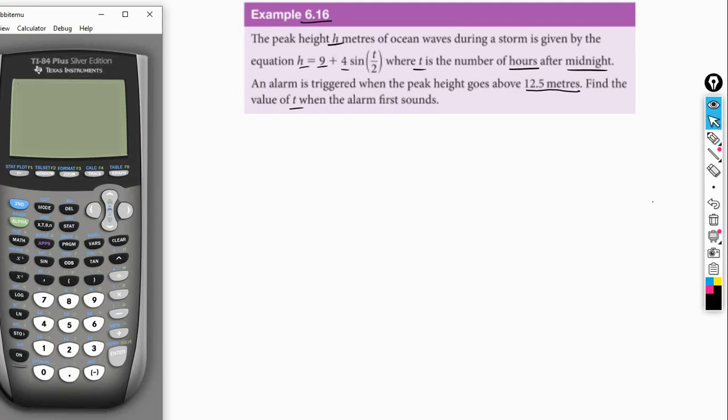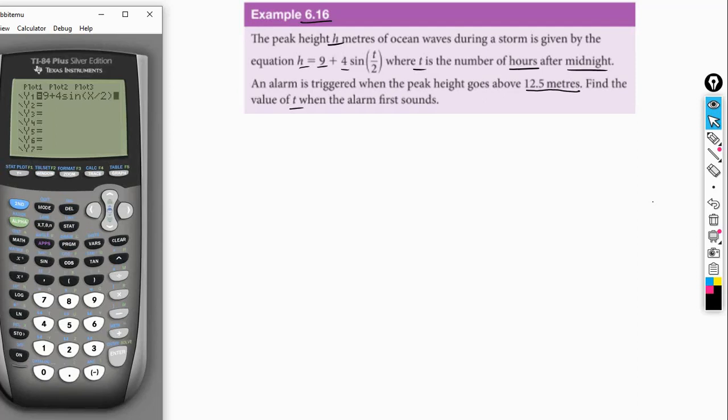So again, we're going to use the GDC for this one. Let's go again to y equals, and we're going to plug in the function. So it's 9 plus 4 sine of t halves. In this case, it doesn't really matter what the variable is, right? So x divided by 2, x halves, and then close parenthesis. So 9 plus 4 sine of x halves.